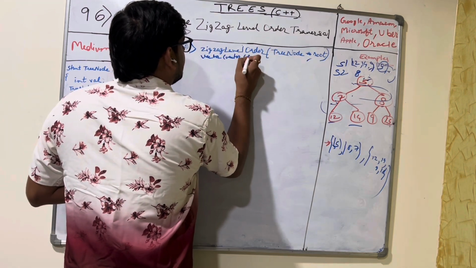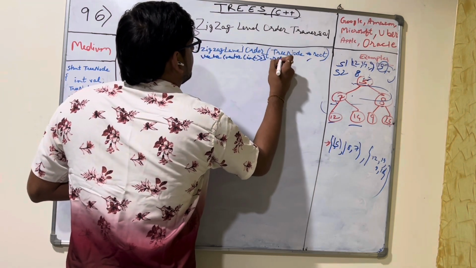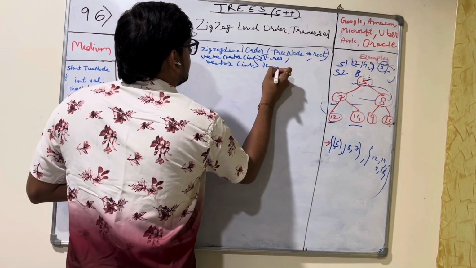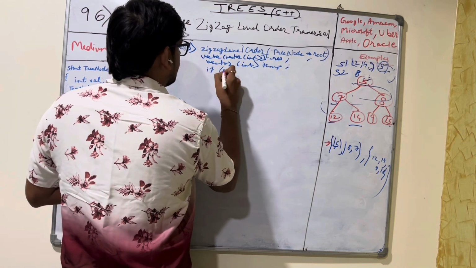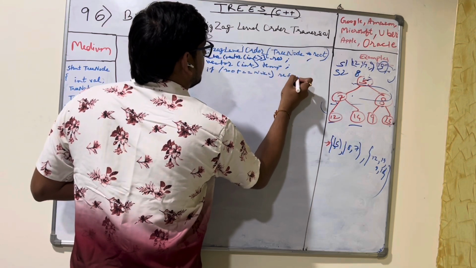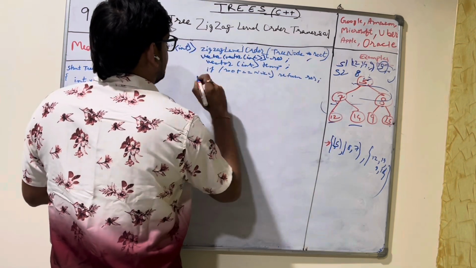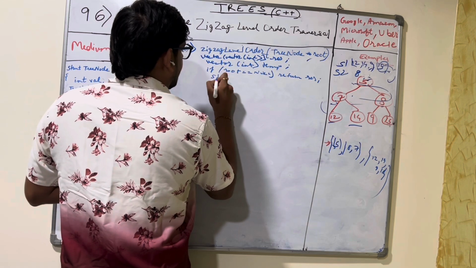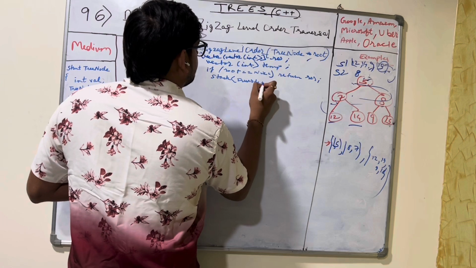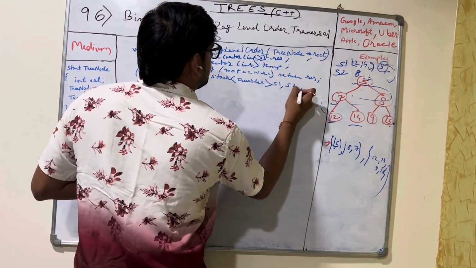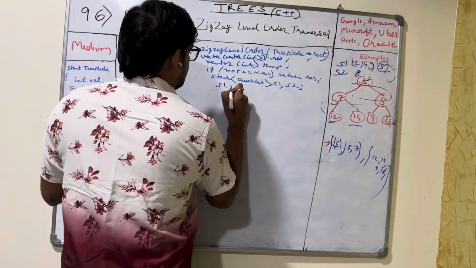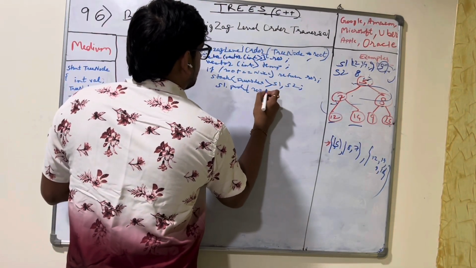Vector of vector of int result, vector of int temp. If root is equal to null, return the empty result, an empty array in the vector. Now we'll take a stack of tree node, S1 and S2. Okay, now we have these two stacks. What we'll do is push the root node into S1.